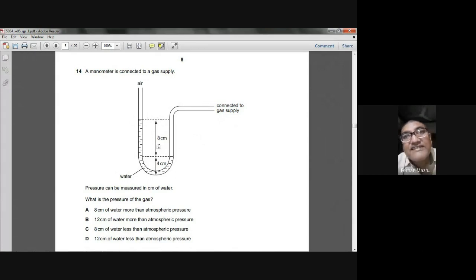Because on the gas side, the level is lower, it means the gas pressure is more than the atmosphere. But how much? The difference of the level in both the limbs, that is 8 centimeters. So the pressure of the gas is 8 centimeter of water more than the atmospheric pressure. So I think this is the choice.